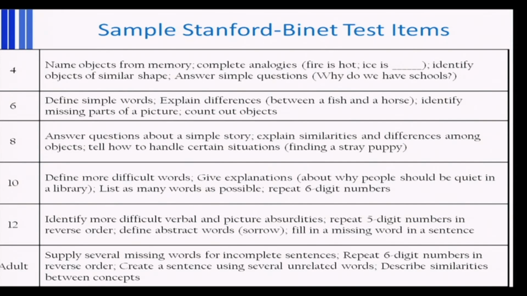And then another sample item is called define simple words, explain the difference between a fish and a horse. So, in order to know the analytical abilities, the differential ability, whether the child is able to distinguish between different objects, living organisms, etcetera. Therefore, the questions are designed in such a way to explore the critical appreciation of a particular object by the child. Say, for example, what is the difference between a fish and a horse?